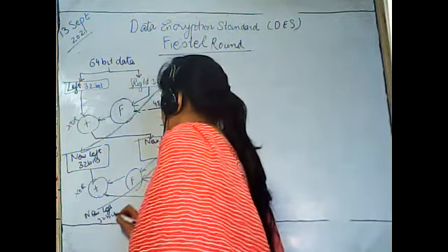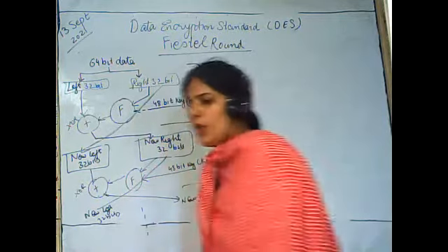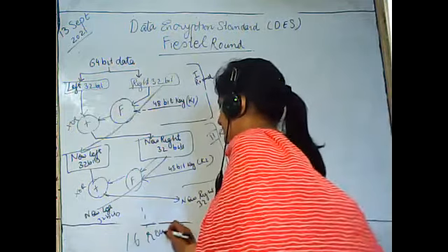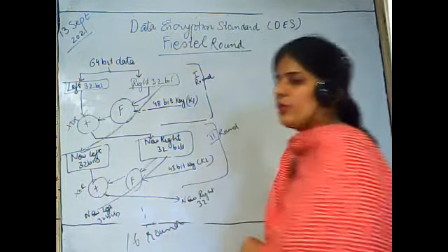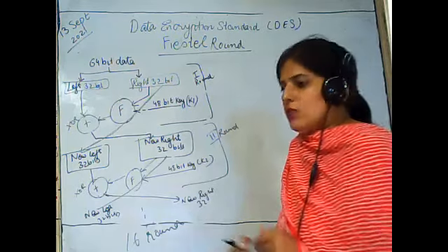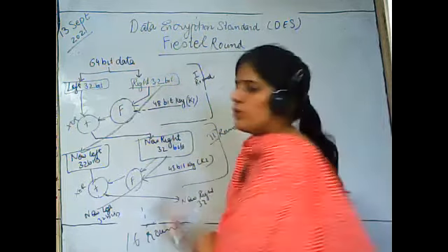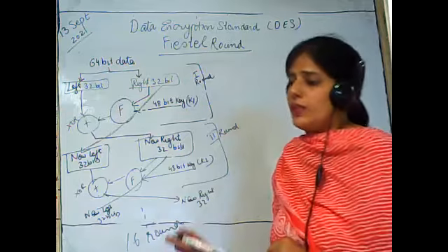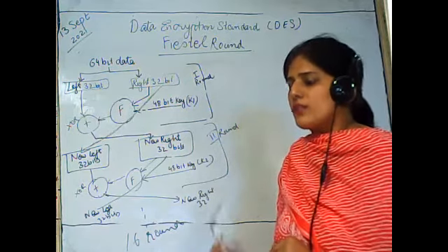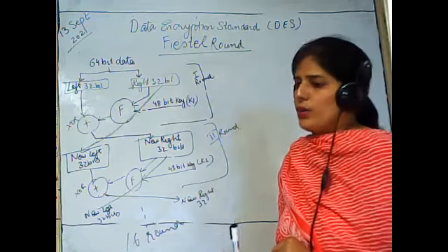So on, you have to perform all this 16 times. Fine. So this is your Feistel rounds, or the Feistel structure, that we are talking about.